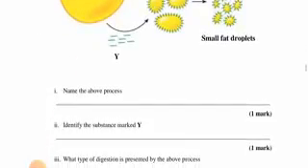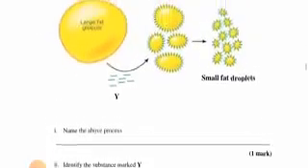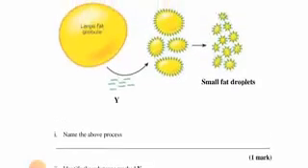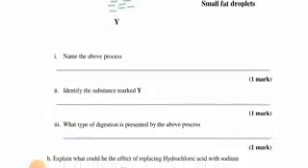So coming back to the alimentary canal, the digestive system, let us answer the question. Name the process above. The process is known as emulsification. Remember, bile is the one that breaks the large droplets of fats into small droplets. Identify the substance marked Y. That's bile. So the substance labeled Y is bile.